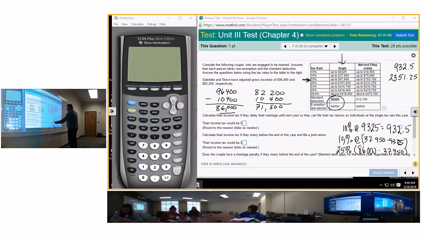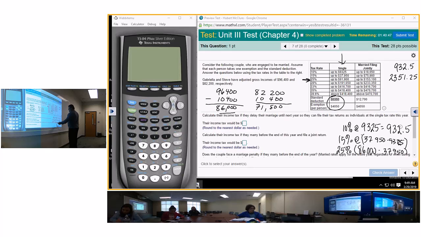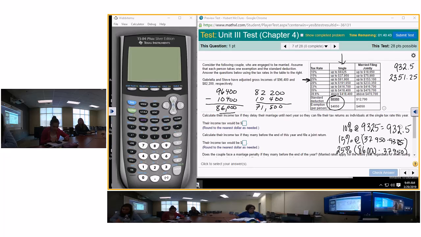37,950 times 0.25. What do you get? I got a negative... No, 887.5. You're not going to get a negative. 86,000 minus 37,950. Oh, my bad. I forgot a zero on the 86,000. That's all right. For the 15% one, I got a different number.